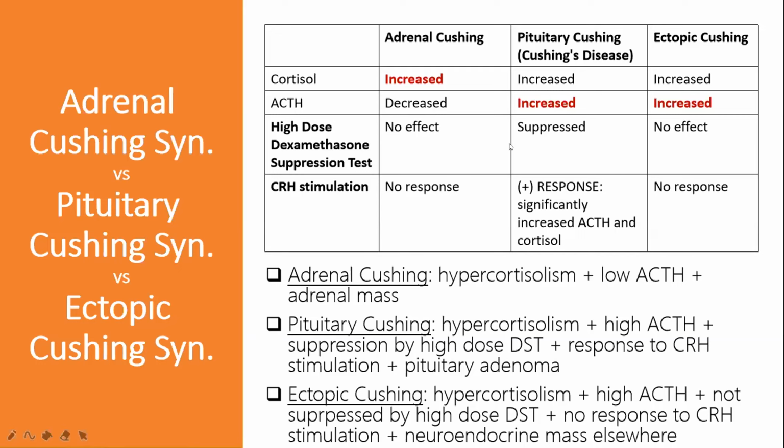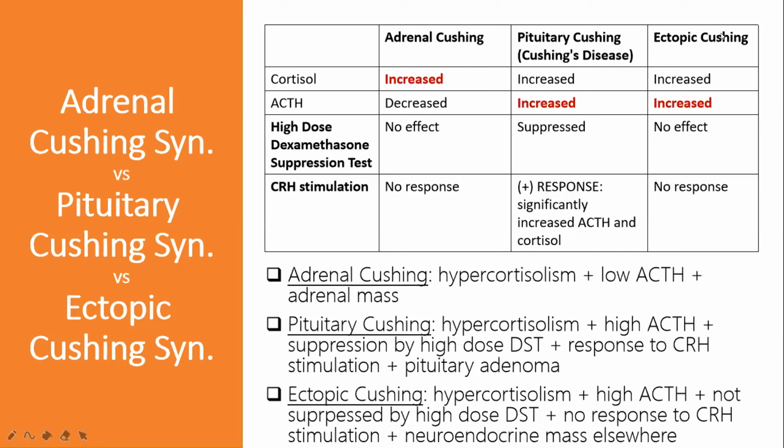Now, what is an important characteristic of pituitary Cushing is the suppressibility to high-dose dexamethasone test, and there would be a response to CRH stimulation, positive response in the sense that there would be significantly increased ACTH and cortisol when we give CRH. So in summary, if we are dealing with a pituitary Cushing, there should be hypercortisolism plus high ACTH plus suppression by high-dose DST plus a response to CRH stimulation in the background of pituitary adenoma.